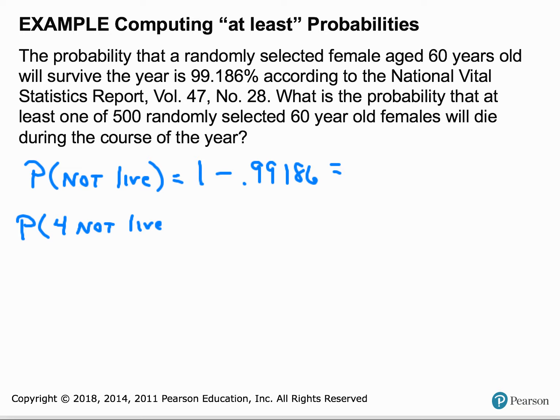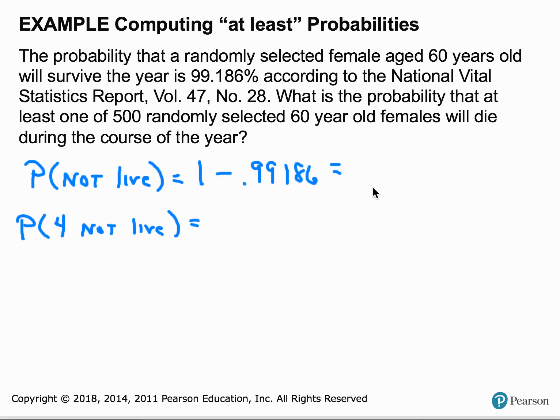Oh, no, I don't want to say exactly 4. Well, yeah, let's start with that to get us an idea. Sorry, that was actually a good idea. Okay, what's the probability that 4 do not live? Let me get this number up here, that 1 does not live.